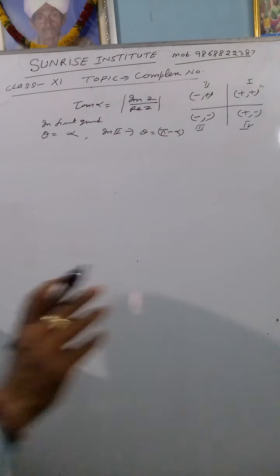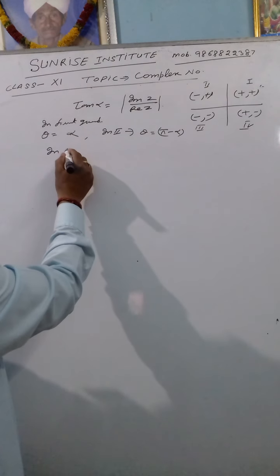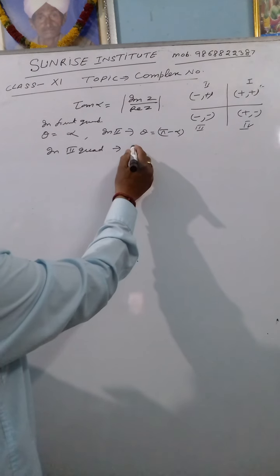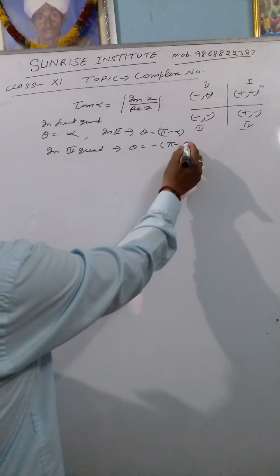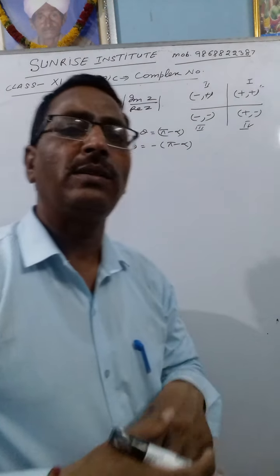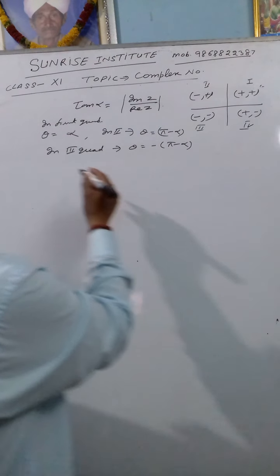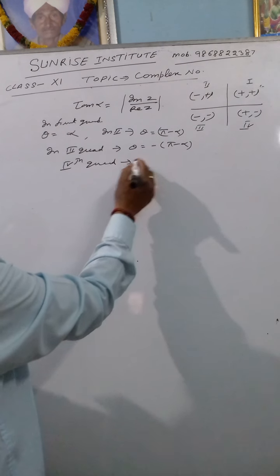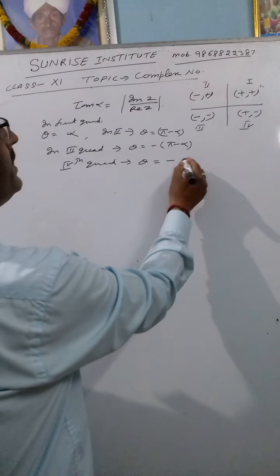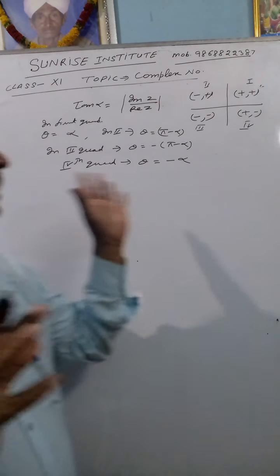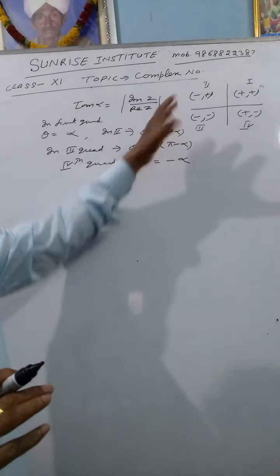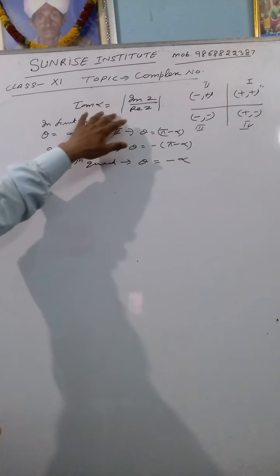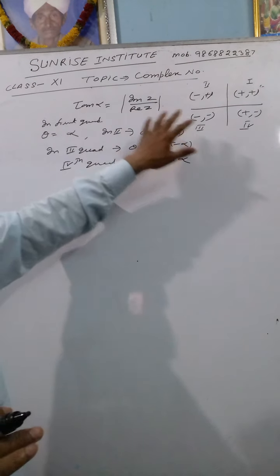Okay students, in the third quadrant theta equals minus pi plus alpha, and in the fourth quadrant theta equals minus alpha. Okay students, to find theta use this formula: tan alpha equals the imaginary part of z upon the real part of z.